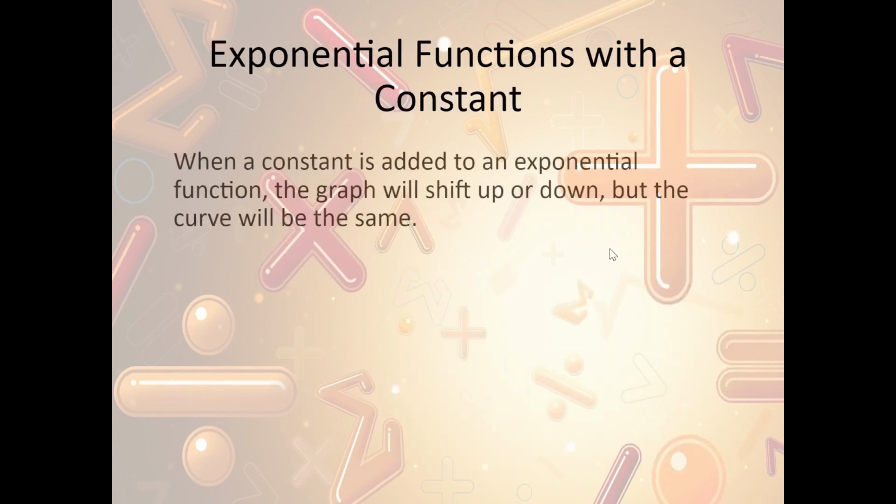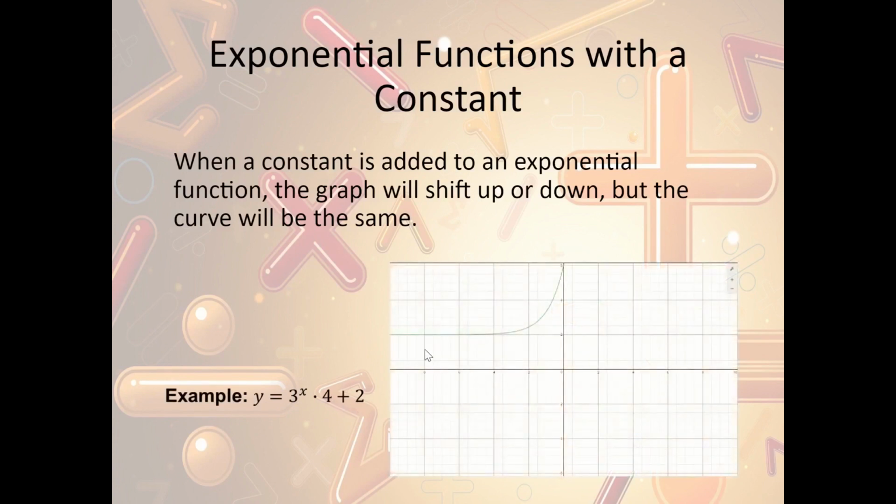Now what if we were to add a constant? When a constant is added to an exponential function, the graph will shift up or down, but the curve will stay the same. So if we had y equals 3 to the x times 4 plus 2, then it would look like this. It would look exactly the same as y equals 3 to the x times 4, except we slide it up 2 units. So now the line it doesn't cross is y equals 2 instead of the x-axis.